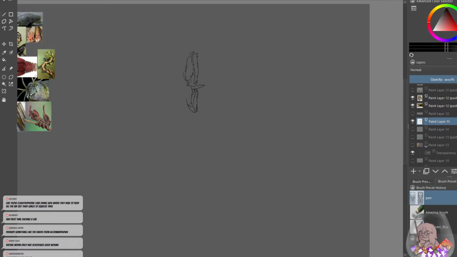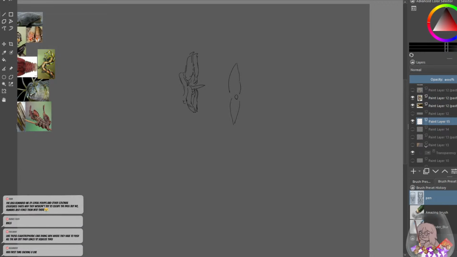I also don't know how circular I want them to be. From the front, do I want their jaws to be like this? Or do I want their jaws to be a lot more circular, like that? I think circular would definitely.